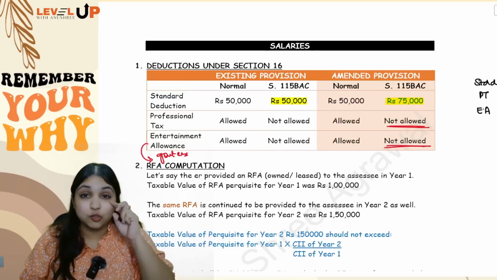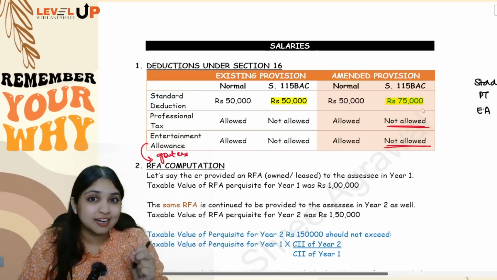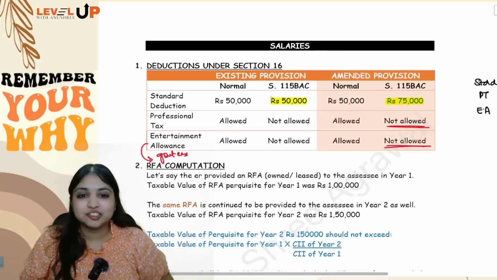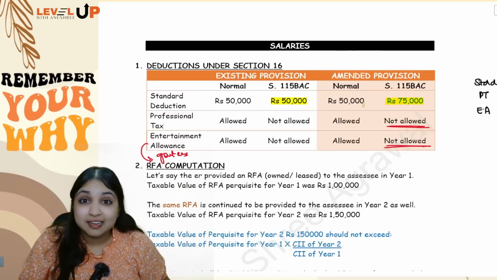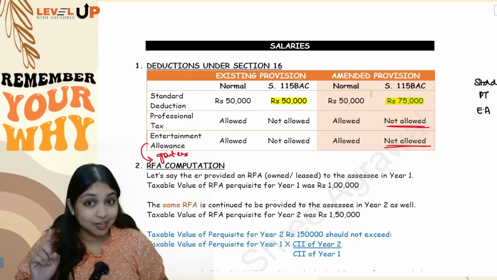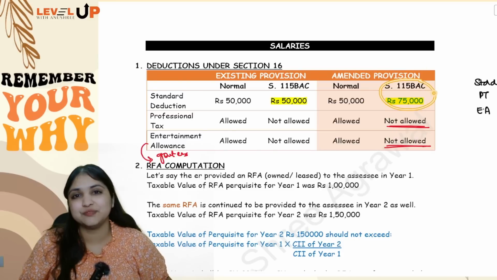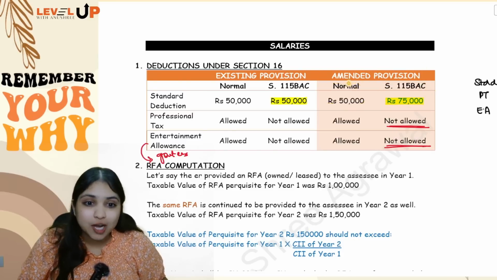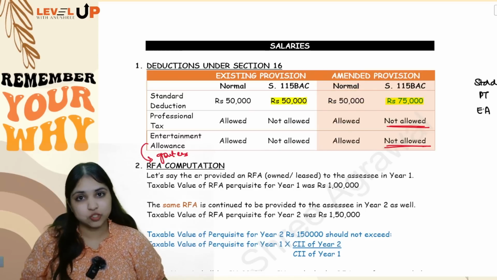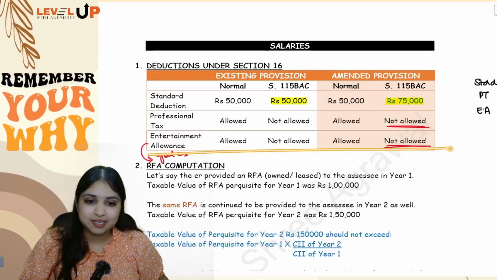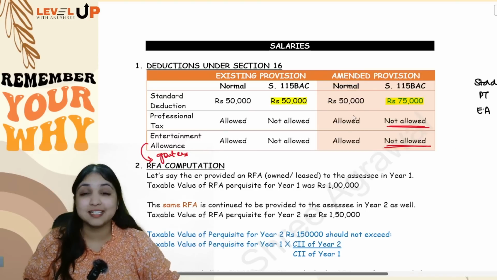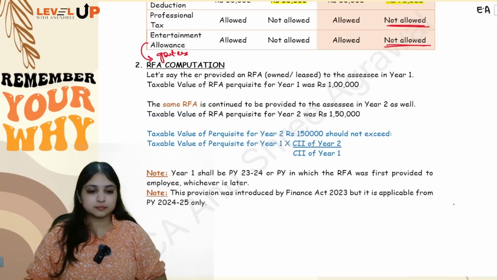At this stage, you should ensure that you don't start thinking that, oh, standard deduction has increased. But has standard deduction increased for every assessee? No. Remember, standard deduction has increased only if assessee is following 115 BAC. In normal regime, it's still going to be 50,000 only. Okay, so this was your first amendment, your biggest amendment in salaries head in section 16.